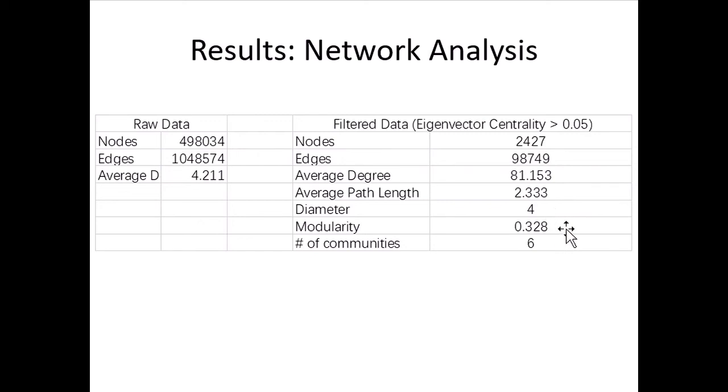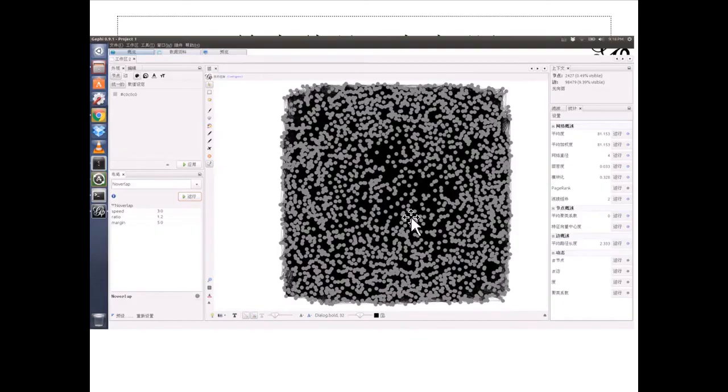This is further testified by the low modularity value, which is 0.328, and only 6 communities were detected. I think these all suggest that these highly influential users are fairly well interconnected. And this is the graph of the entire, this is still the filtered graph, but we can see how connected these users are.